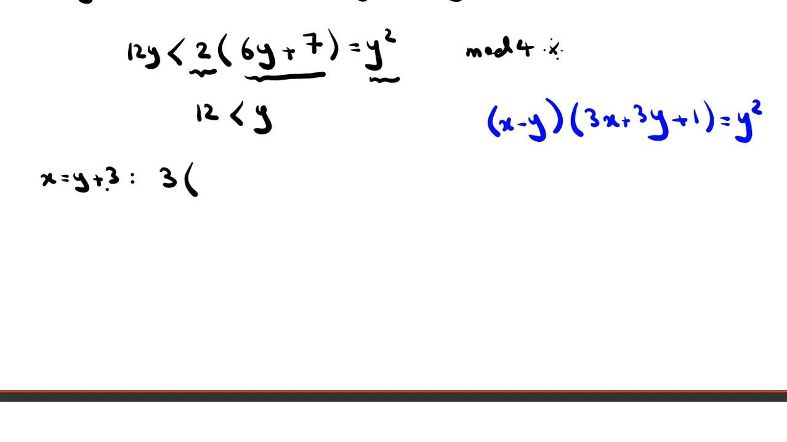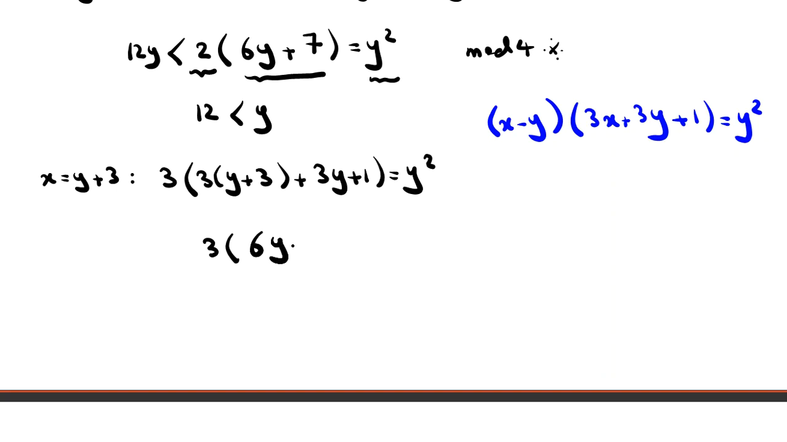3 times (3y plus 3) plus 3y plus 1 equals y squared. And it will be 3y, 3y, 6y plus 9 plus 1, that is 10, equals y squared, which is greater than 18y. So y is greater than 18. And now we know y divides this: y divides 18y plus 30.